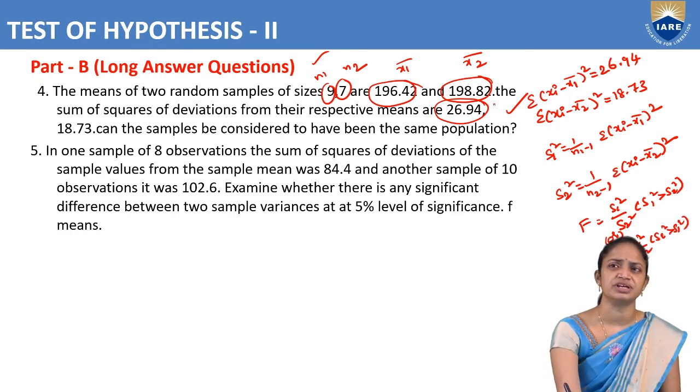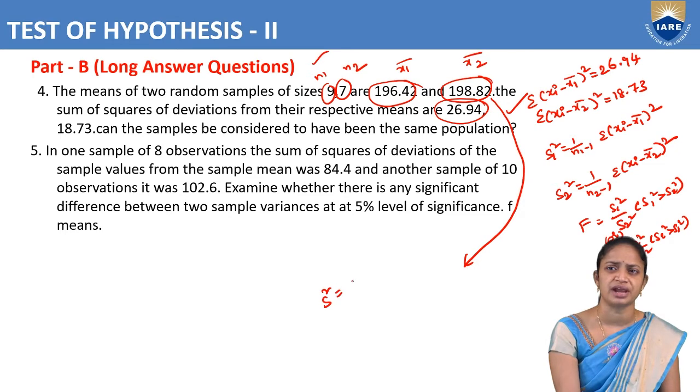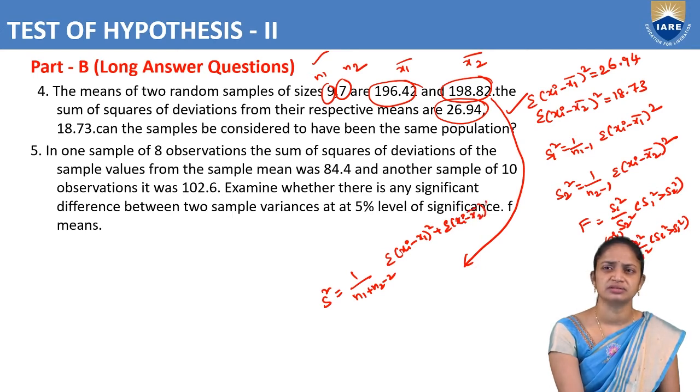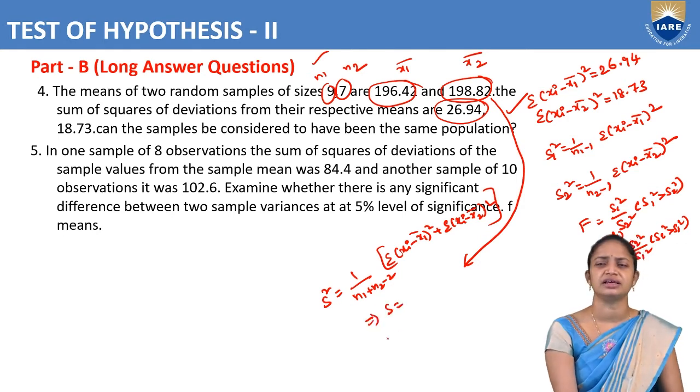For the same question, we have to use the t distribution also. For this t distribution, we have to find s square equal to 1 by n1 plus n2 minus 2 into summation xi minus x1 bar whole square plus summation xi minus x2 bar whole square. By using this, we can calculate s square, and from that we can calculate s.